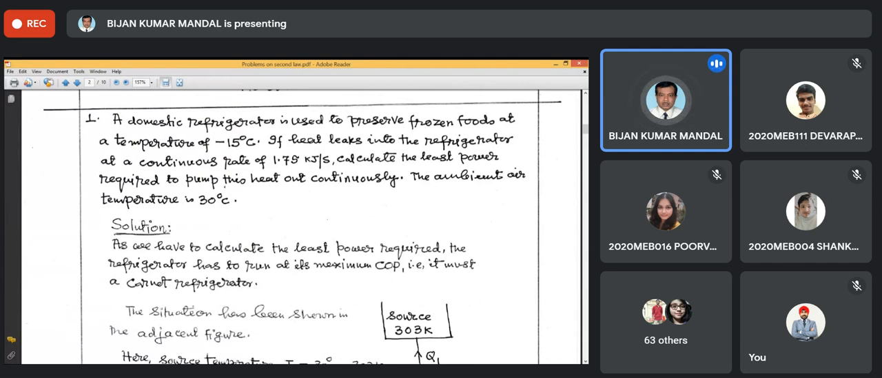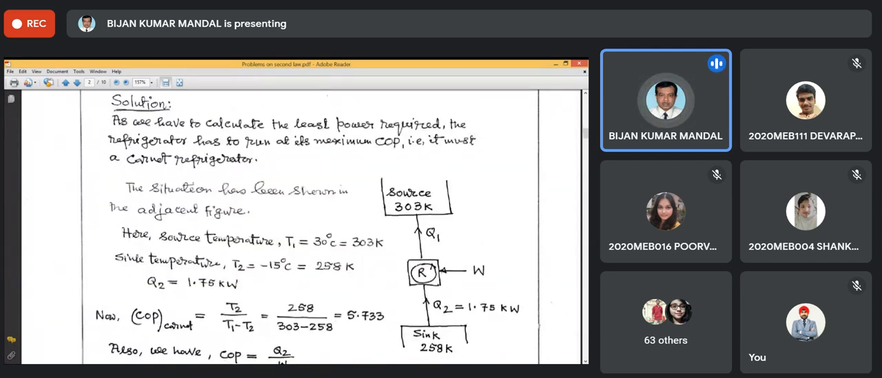So once it is a Carnot refrigerator, you know the efficiency. Look here, this is the case. So this is your sink temperature minus 15 degrees centigrade, which has to be converted into Kelvin by adding 273. So T2 is your 258 Kelvin, and this amount 1.75 kilowatt, which is entering into this minus temperature space, has to be removed continuously. So Q2 is equal to that value, and W we do not know, Q1 we do not know, but the only thing we know is that Q1, which is equal to Q2 plus W, will be rejected to the source at 303 Kelvin. That is your 30 degrees centigrade.